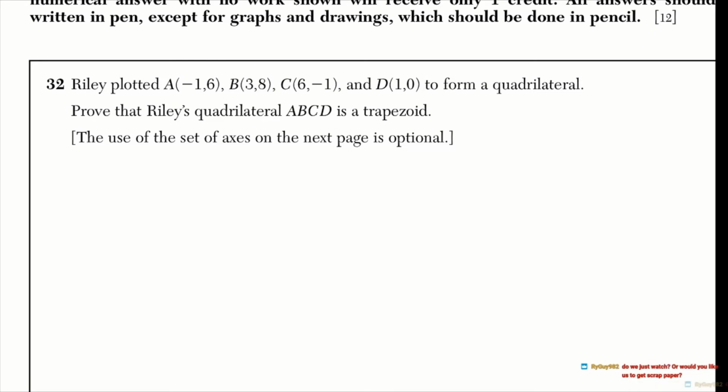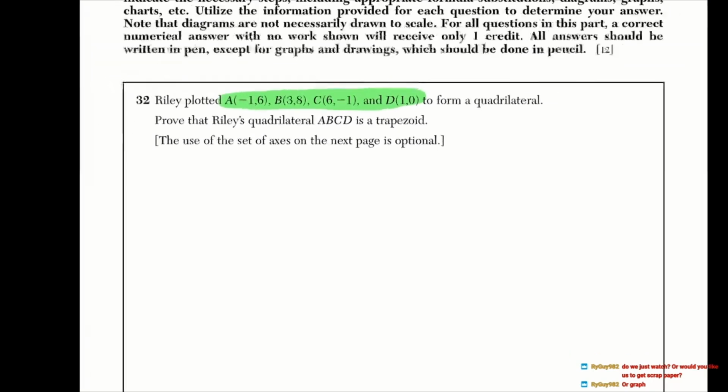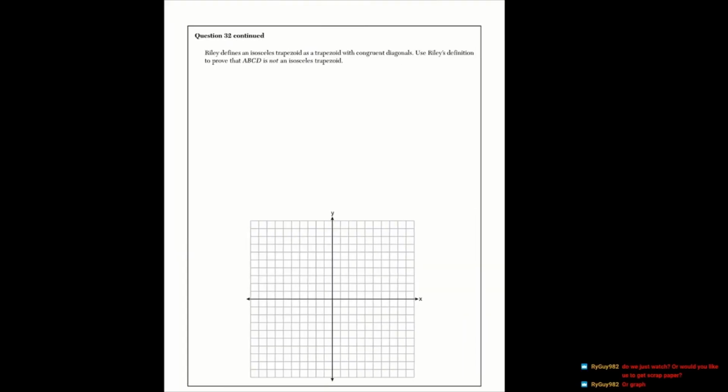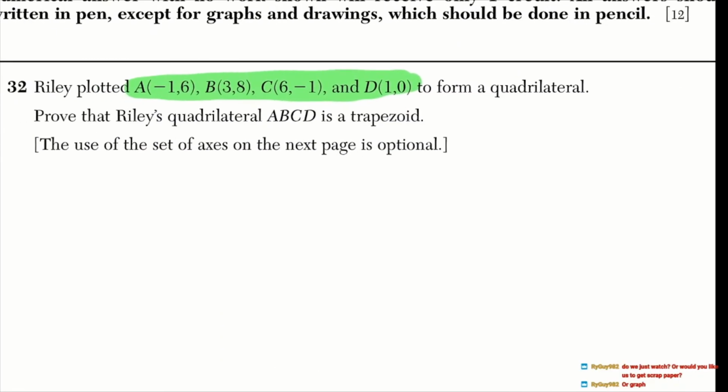I would do it on graph paper. Really the only thing you need is those 4 things written down, and then just knowing what we are going to do. That's really all you need. This entire question is not a ton of writing. And then we're just going to prove it's a trapezoid. That's the first part of the question.